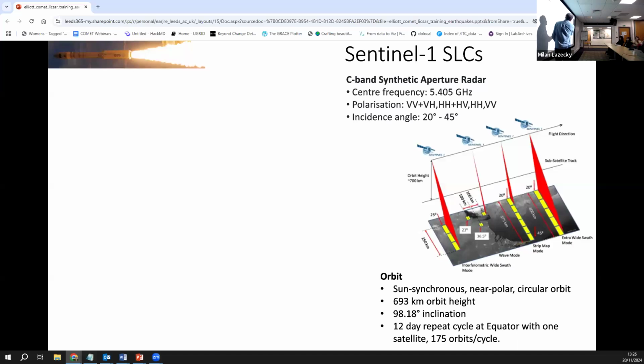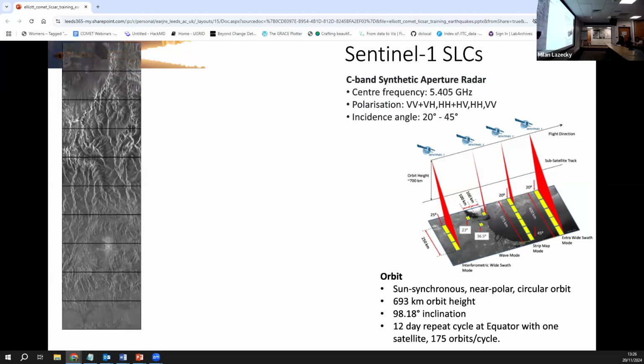As I said, it doesn't look vertically. It looks off to the side at a range of angles from about 25 to 45 degrees. It's sun-synchronous, so it always images at the same time of day. Polar orbiting, so it goes north to south, but looks sideways. So it means it's better at seeing east-west and up-down. It can't really see north-south deformation. And it repeats every 12 days. So when there was a pair of satellites, you might get an image every 6 days. At the moment, it's every 12 days at best until Sentinel-1C gets launched.